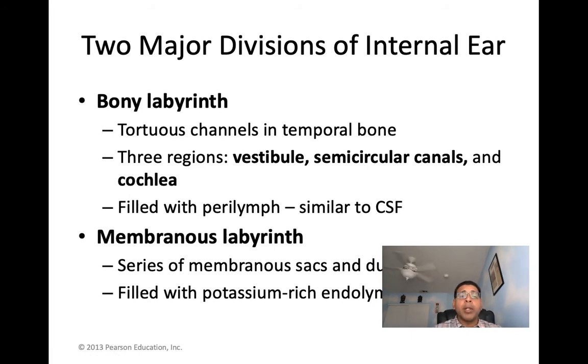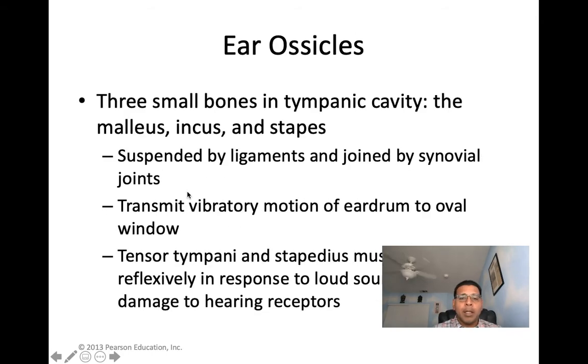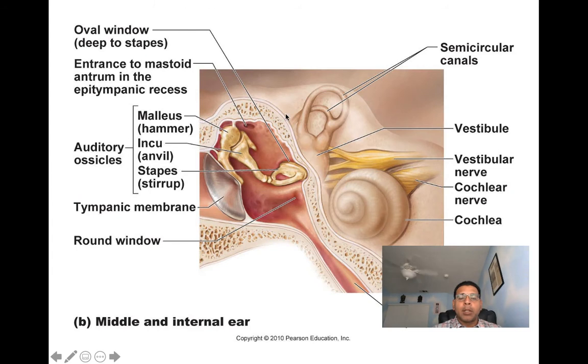And we'll see the bony labyrinth has three regions, and they include the vestibule, the semicircular canals, and the cochlea. So let's jump back here, and we can appreciate those three structures right inside of here. Here we can appreciate the vestibule. Second, we've got our semicircular canals. And third, we've got the cochlea. Let's look at these structures in greater detail.